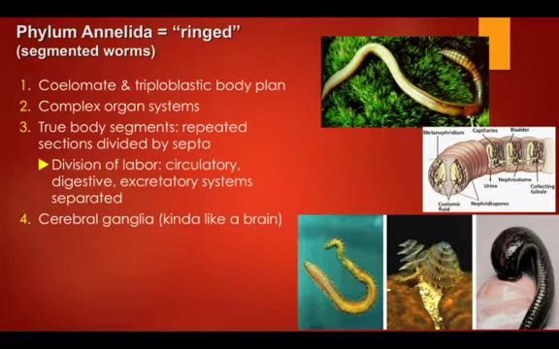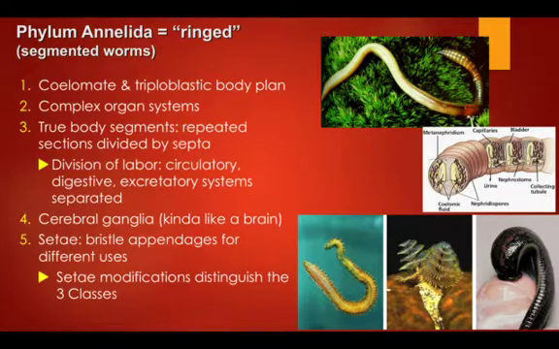We have a structure on one end of the body called the cerebral ganglia. So this is more advanced cephalization, the formation of a head and brain. We don't have a true brain yet, but we have this structure called the cerebral ganglia. And then we have these things called setae. Setae are bristle-like appendages that can be used for different things. And depending on the class of annelid that we are talking about, we're going to see differences in these setae and in the segmentation.